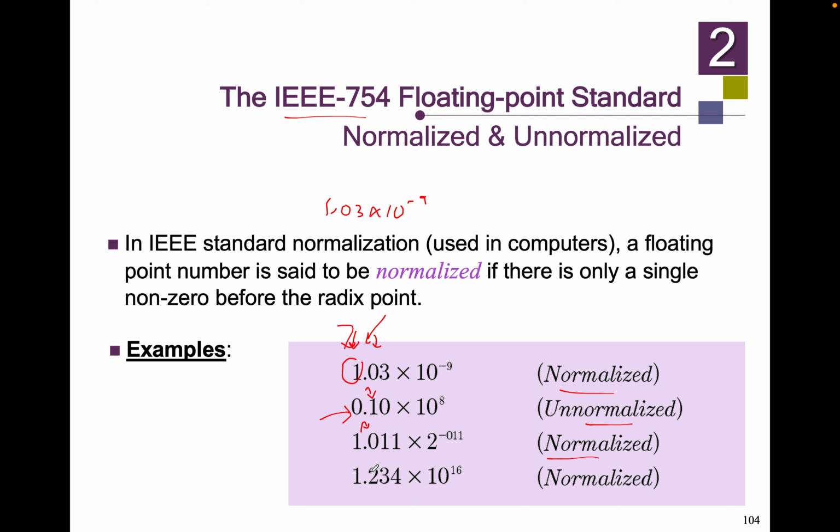And lastly, you have 1.234. How to normalize it? You have over here 3. Sorry. Over here is 2, which is non-zero. That's why you call it normalized.